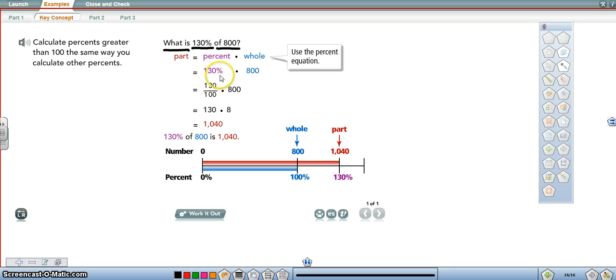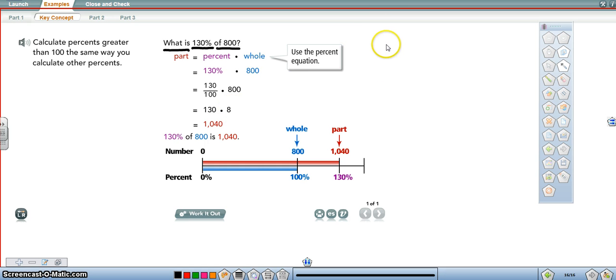Well, here's the thing. Whenever we use 130% in an equation like this and we're about to multiply, you can't just use 130. You either have to use the fraction form of 130% or the decimal form of 130%. In this example, they used a fraction. 130% would be 130 over 100. Take that times 800, you get 1,040.